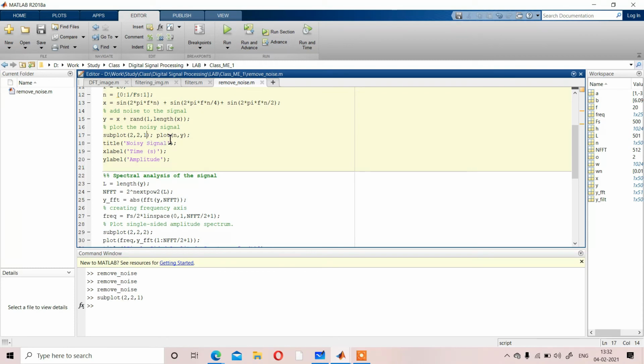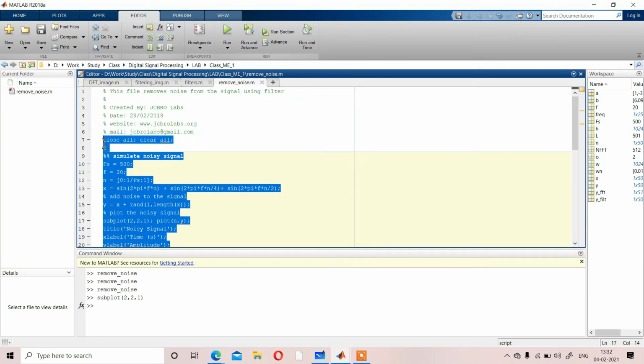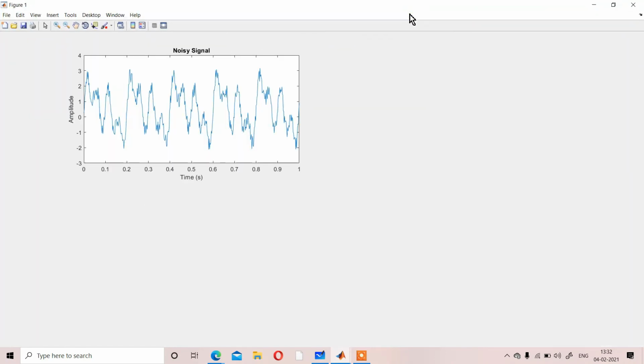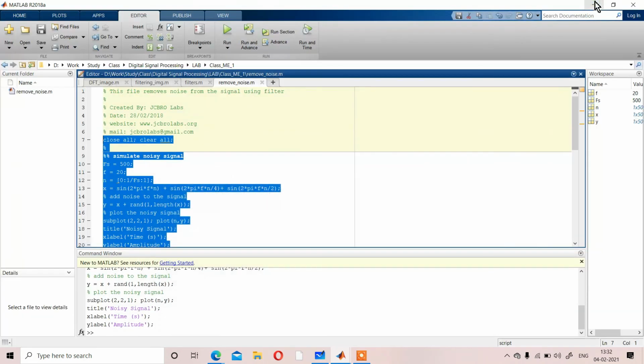Okay, so whenever we are doing the plot n comma y, simply we are plotting our noisy signal, the input signal in addition with noise. So this is our input signal that is noisy. Okay, now what we are going to do, simply we are going to remove that noise, as well as allow a specific frequency range of the signal. A frequency range is provided. We are going to allow a specific frequency range. So that is our aim.